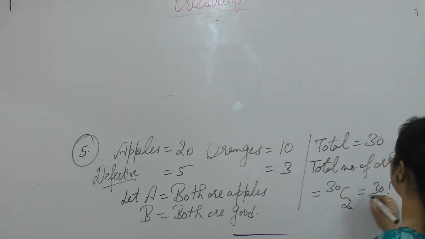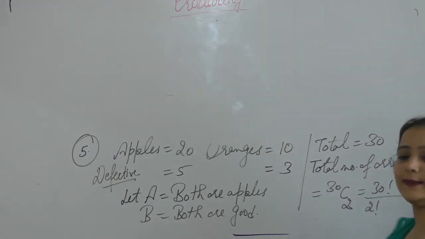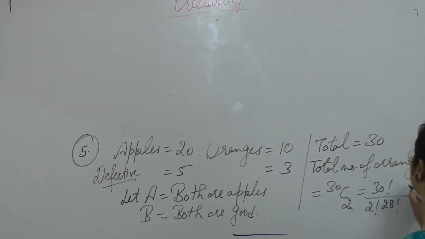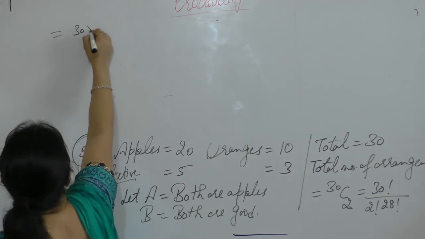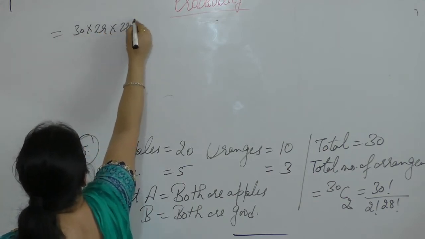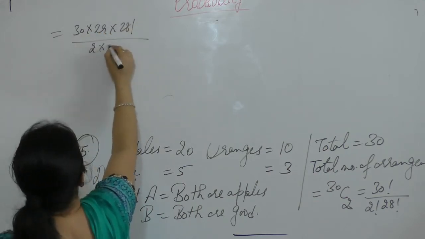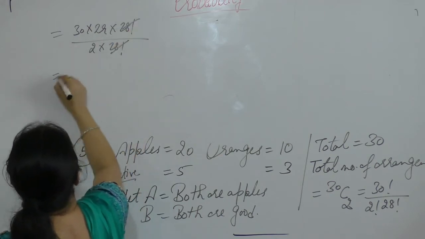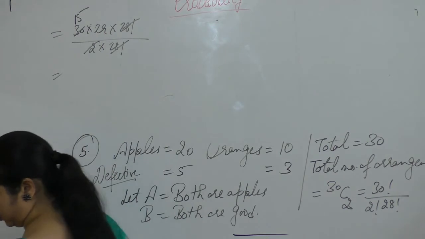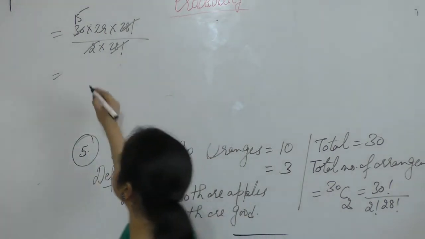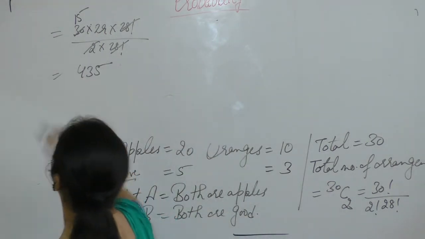30C2 is 30 factorial upon 2 factorial times 28 factorial. 30 minus 2 is 28. So 30 into 29 into 28 factorial, upon 2 into 28 factorial. That is 15 into 29, which is 435.